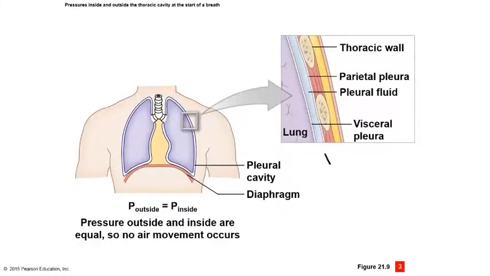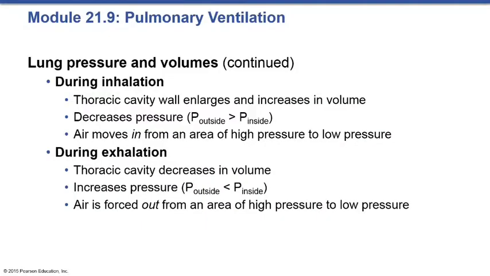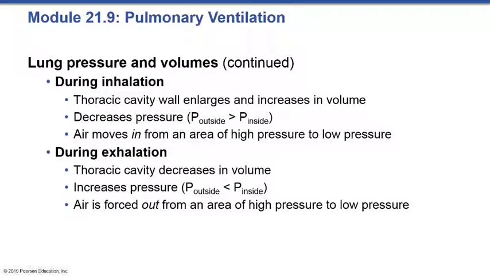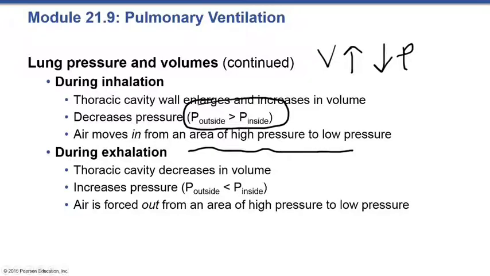So a reminder about that serous membrane, a double layer around the lungs. And here you can see the doming of the diaphragm. At rest, when no air is moving in or out, the pressure outside would be equal to the pressure on the inside. During inhalation, again, there is an increase of the volume of the thoracic cavity. If I increase the volume, the pressure goes down. So now the pressure on the outside is greater than the pressure on the inside, and as a result, air will move into the lungs.